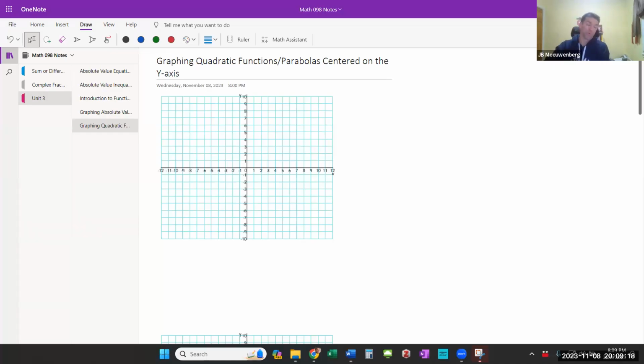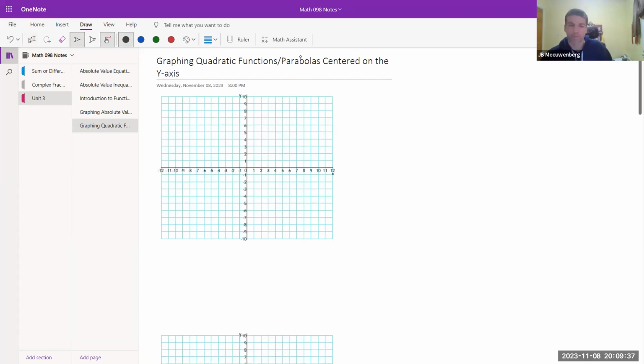So now we are going to graph quadratic functions, which are parabolas, and these are specifically going to be ones that are centered on the y-axis. Now, they're not all like that, but that's all we're going to investigate in this video. So, what's a quadratic function?